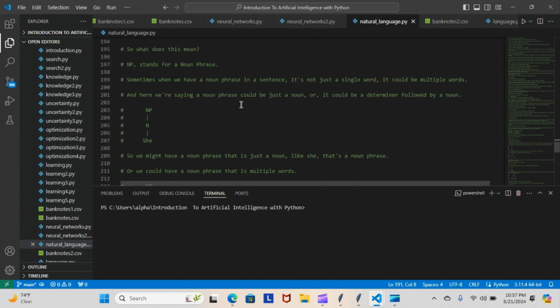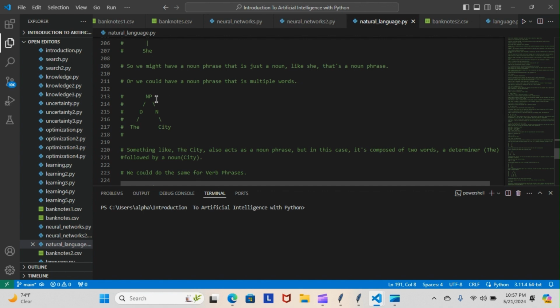And here we're saying a noun phrase could be just a noun or it could be a determiner followed by a noun. So here's our noun phrase, here's our noun, and then here's the word she. So we might have a noun phrase that is just a noun like she, that's a noun phrase. Or we can have a noun phrase that is multiple words. So you can see we have a noun phrase, then we have our determiner followed by our noun, then we have the city, our determiner and our noun. Something like the city also acts as a noun phrase, but in this case it's composed of two words, a determiner, the, followed by a noun, city.